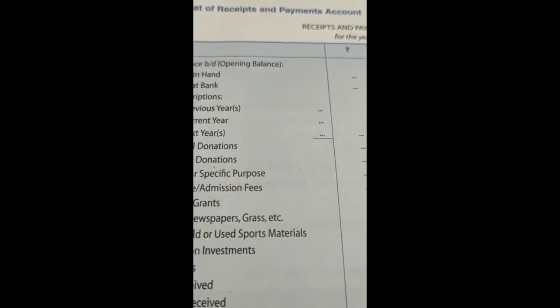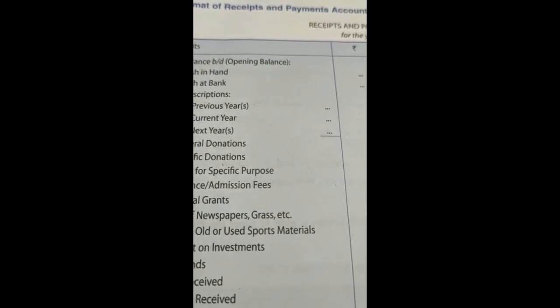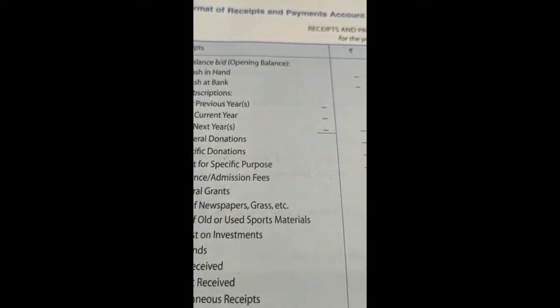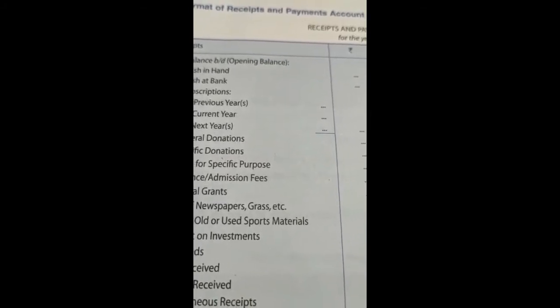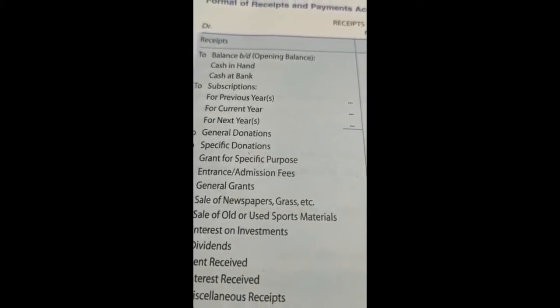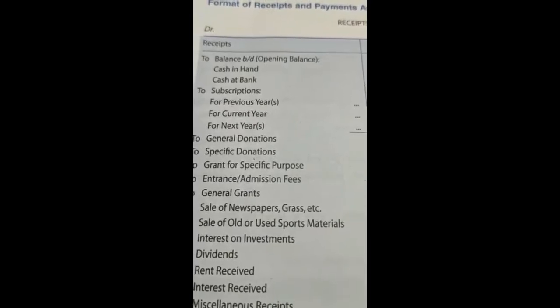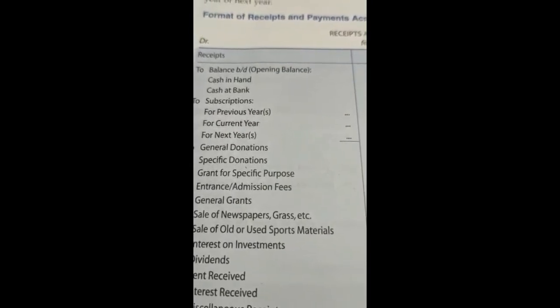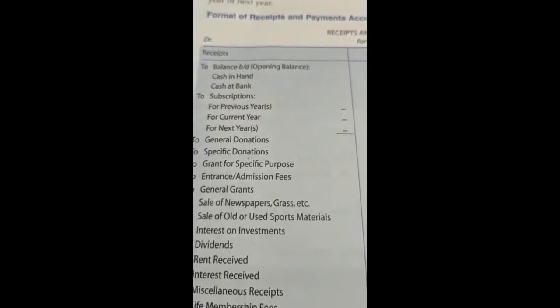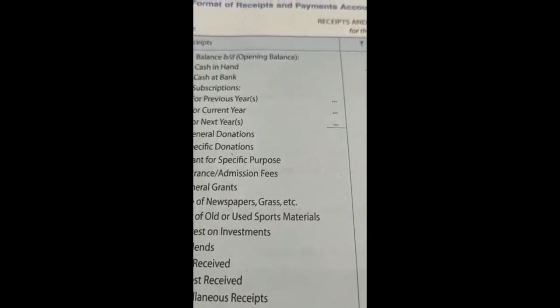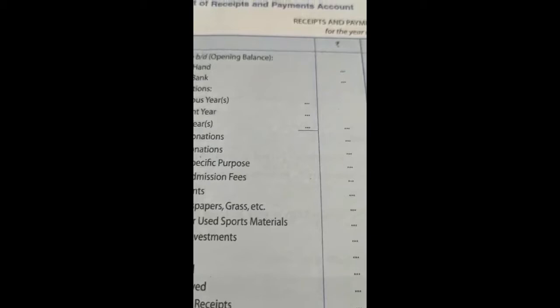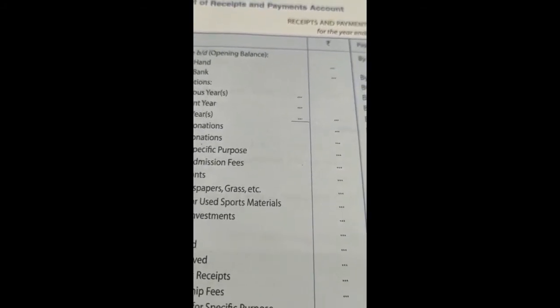So you have to add whatever is received, because this receipt and payment account is on the cash basis. Whatever you have received, you have to record it as a receipt. So whatever is received, let it be for the previous year or current year or for the next year, you will record everything, do the total, write the amount in the inside column and the total in the outer column.